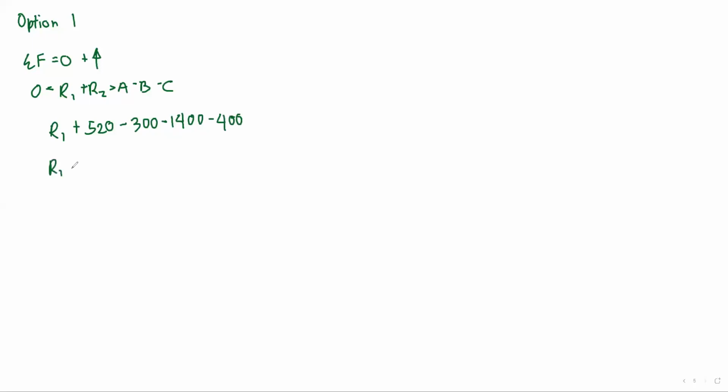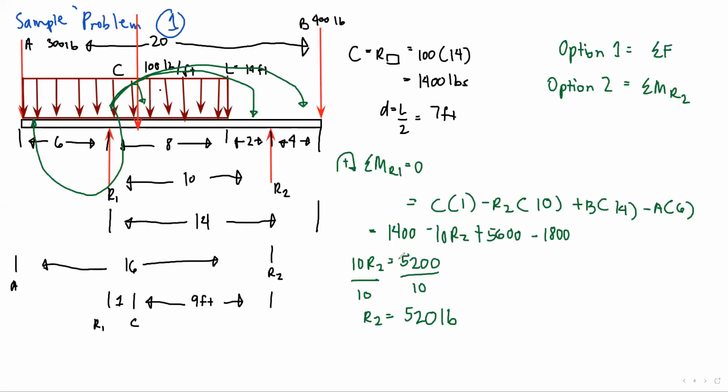So R1 is R1. So let's say na nilipat natin yung R1. So technically magiging positive yan. Either of the two ilipat nyo, yun pa rin yun. R1 is equal to, solve natin, 520 minus 300 plus 1400 is equals to 1580 pounds. Okay?